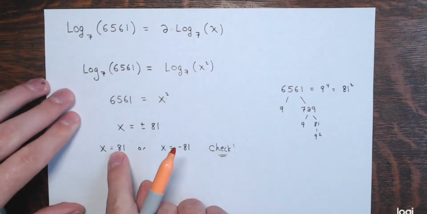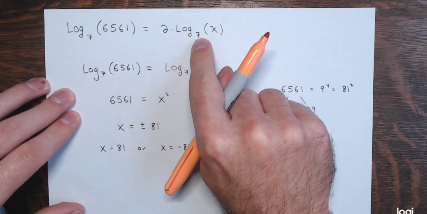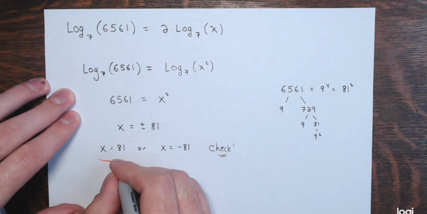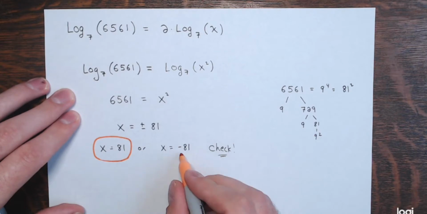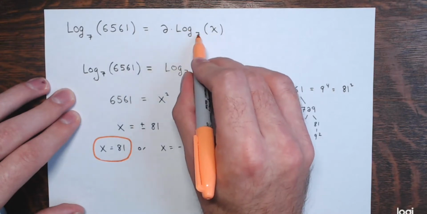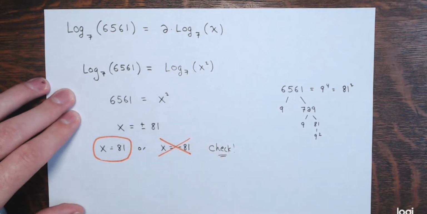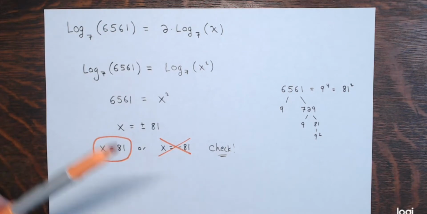Now when you plug in positive 81, that's fine. You have the log base 7 of positive 81 over here, that's okay. You can take logarithms of positive numbers only. So that would work. Negative 81 is the problem. If I plug in negative 81 for x, that would give me the log of a negative number, and you can only take logarithms of positive numbers, as I've been mentioning. So the only one that works, back in the original statement, is x equals positive 81.